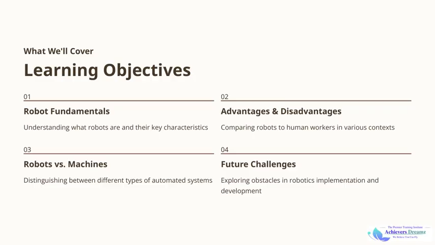Today, we're going to go through what we'll cover in this presentation. First, we'll start with robot fundamentals, where we'll understand what robots are and explore their key characteristics. Then, we'll look at the advantages and disadvantages of using robots, comparing them to human workers across different scenarios. Next, we'll examine robots versus machines, helping us distinguish between various types of automated systems. Finally, we'll discuss future challenges, focusing on the obstacles and hurdles in implementing and developing robotics technology. Throughout this talk, I want you to see how these topics connect to the big picture of robotics' role in our world and its potential for the future.